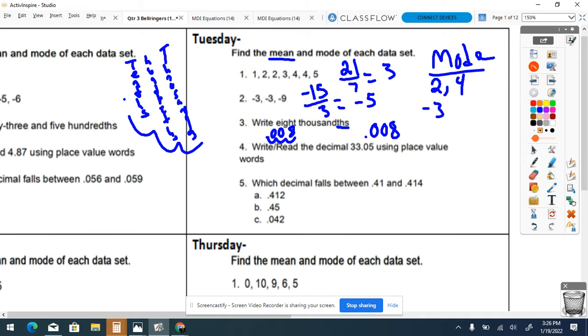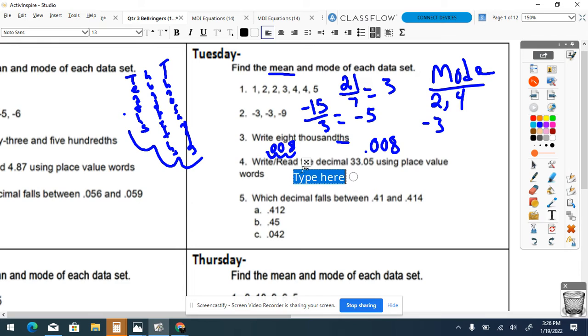All right, number 4, write and read the decimal 33.05 using place values and words. So the strategy I like to use on this is say the first number out loud. So what is the first number?